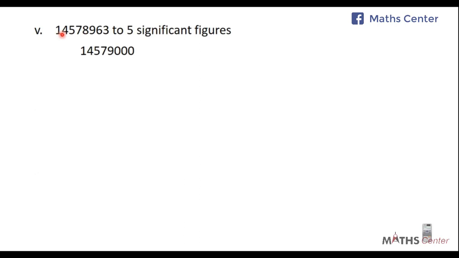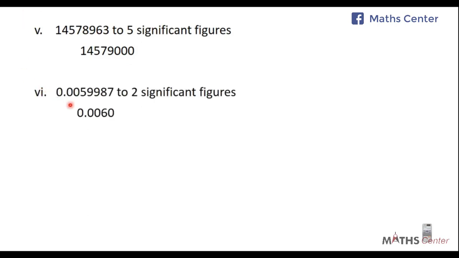We are supposed to correct the number 1457896 to 5 significant figures. So look for the 5th significant figure. So 1, 2, 3, 4, 5. In this case, the 5th significant figure is 8. The number after that is 9. So you are going to add 1 to the 8. When you add 1 to the 8, you are going to get 9. So we have 1, 4, 5, 7, 9. Now there will be 3 remaining digits. Since it is a whole number, we add 3 zeros to make up for the place values that used to be there.